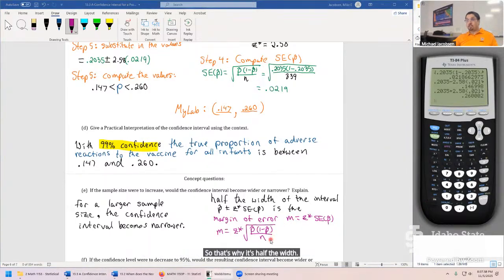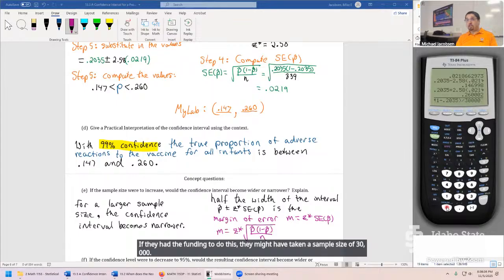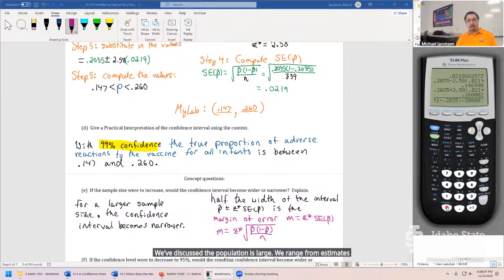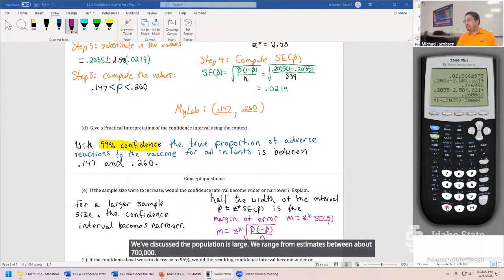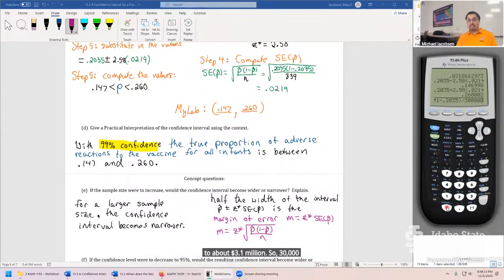If the sample size gets larger, the half width should get smaller. And we can directly check that in the calculator. Go back up to this line by hitting up arrow. That's when we calculated the standard error right here. Let's hit enter. Now let's imagine we had a gigantic sample size. If they had the funding to do this, they might have taken a sample size of 30,000. We've discussed the population is large. We range from estimates between about 700,000 to about 3.1 million. So 30,000 kids doesn't violate the 10% condition. Bump up that sample size a lot, and here's your new margin of error.